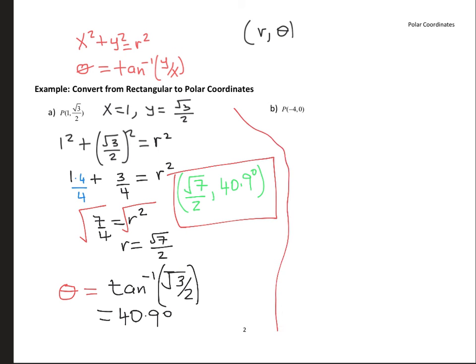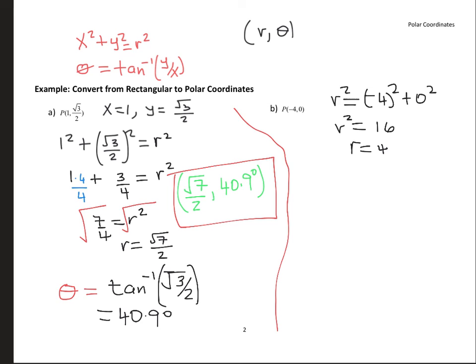Okay, so let's do another one here. I'm going to be using the same formulas. So again, I start by finding the radius. So radius squared is going to be negative 4 squared plus 0 squared. So I get 16 is equal to r squared. So that means r is equal to 4.